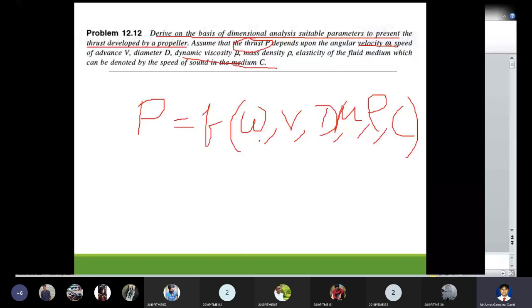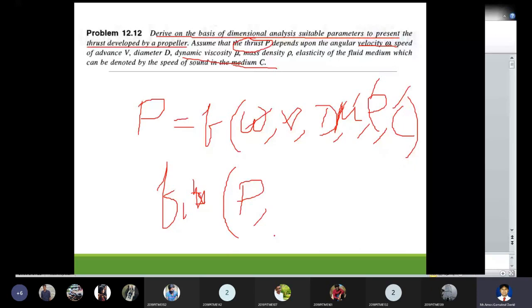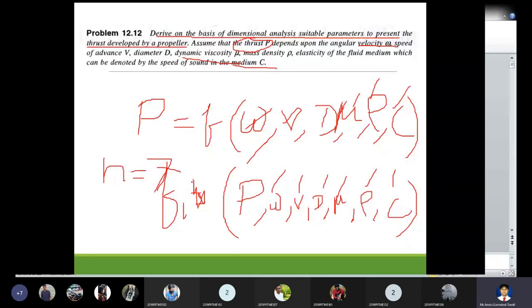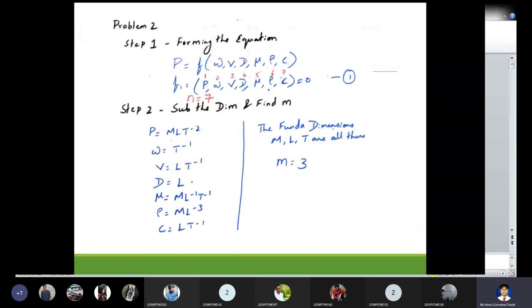Now what I'm going to do, I'm going to take function 1, and I'm going to put everything inside this now. Function 1, I'm going to include the thrust also: P, omega, V, D, mu, rho, C. So how many terms? Can you count it out? 1, 2, 3, 4, 5, 6, 7. Okay, so there are 7. So your n value is going to be 7. These are the number of variables or number of parameters. That's what I have written here.